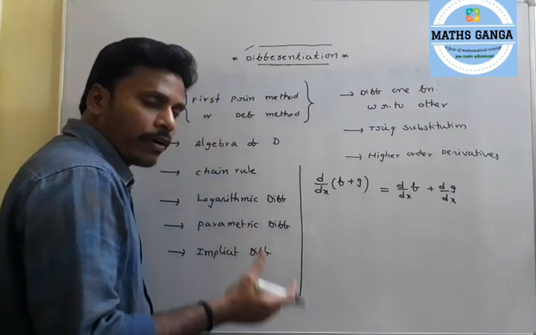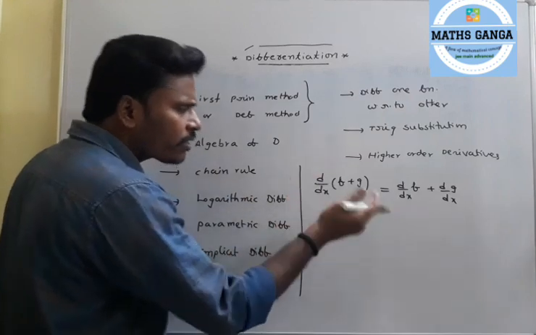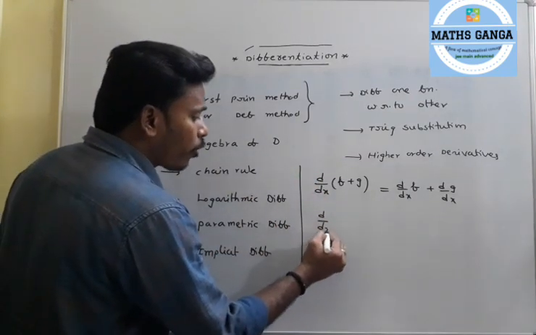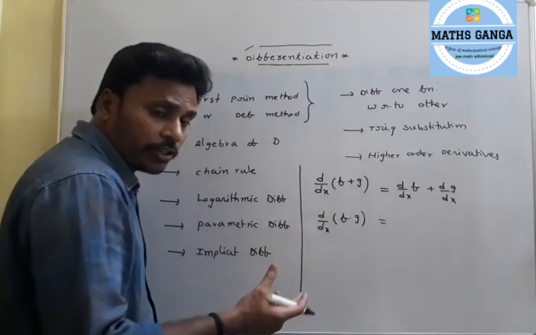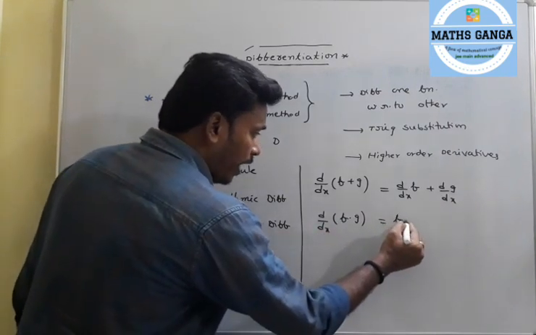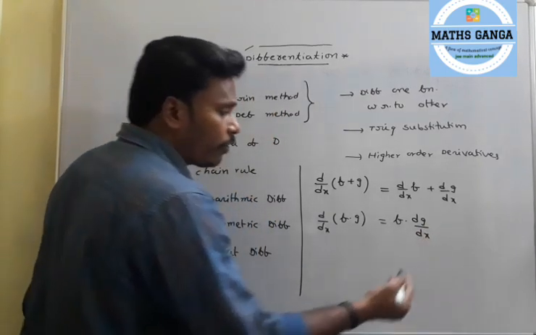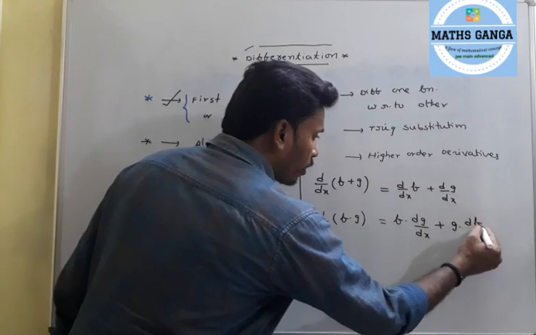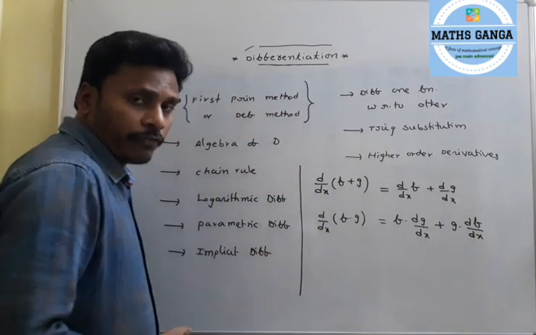F and g are two different functions. D by dx of the sum of those two functions is nothing but the derivative of the first function plus the derivative of the second function. Whereas coming to the product, d by dx of f into g, if you need to find it for a product of functions, what is the derivative? See, you need to follow this. First function f into the derivative of g with respect to x, that means the derivative of the second function, plus the second function g into the derivative of the first function f with respect to x. That is d by dx of f into g for a product.